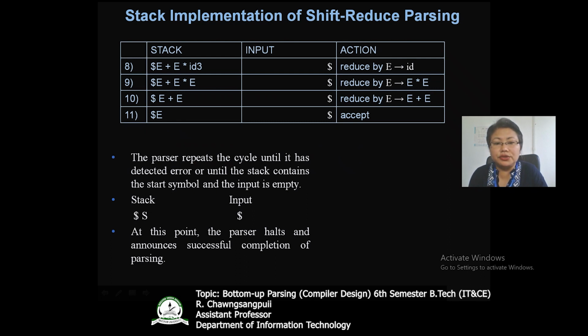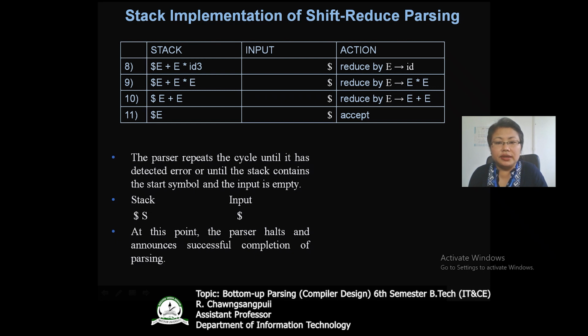Now here my input string is empty because I end up with only a dollar here, which is the end marker. Now I can reduce, in order to make this ID3 a non-terminal, by the production rule E can have the form ID. So I'm applying it here, and it becomes E plus E into E. Now there is no more input symbol here. So again I reduce by E can have the form E into E. So my E into E becomes E here.